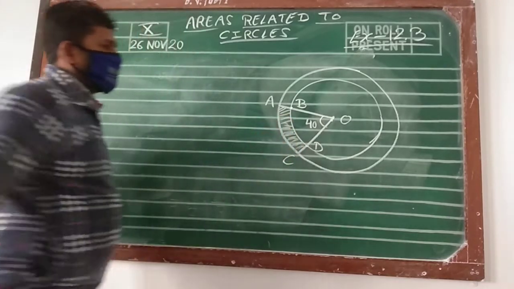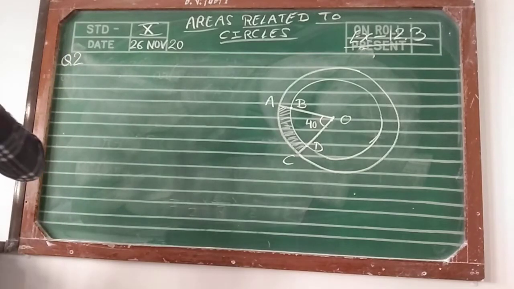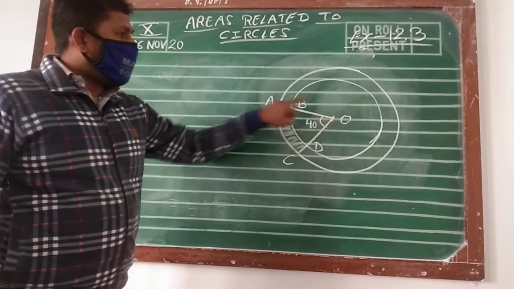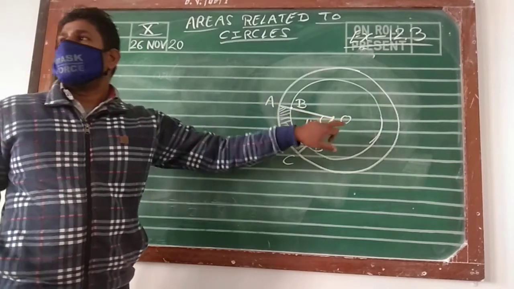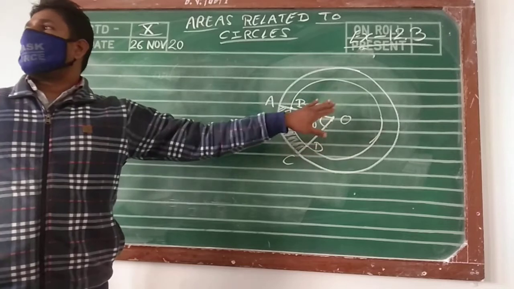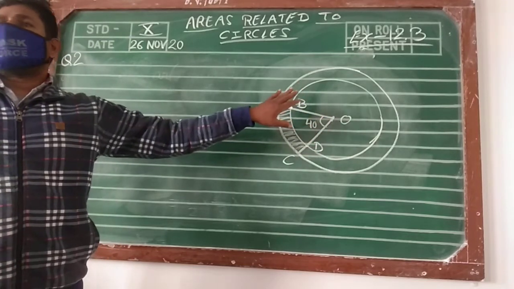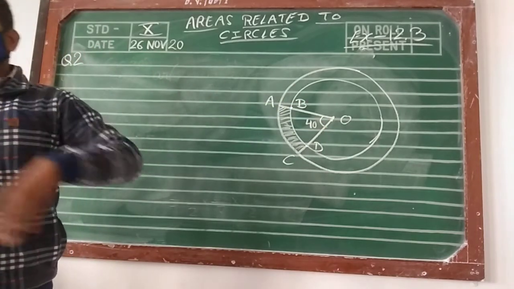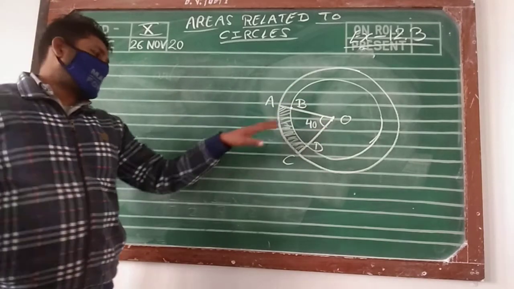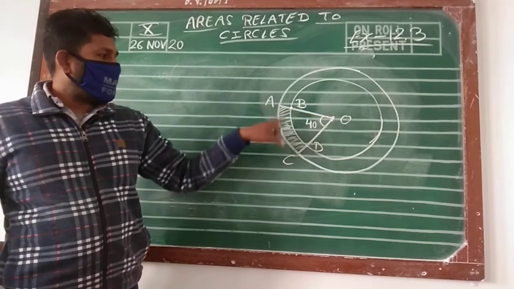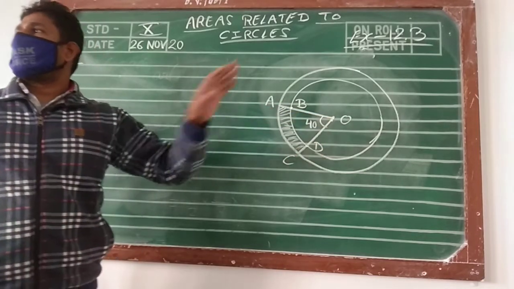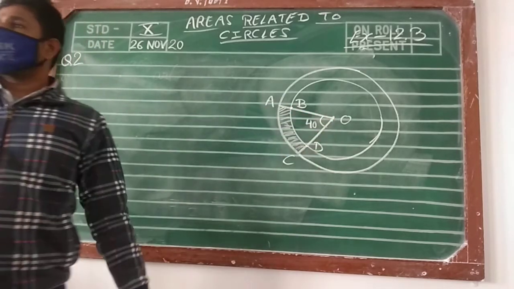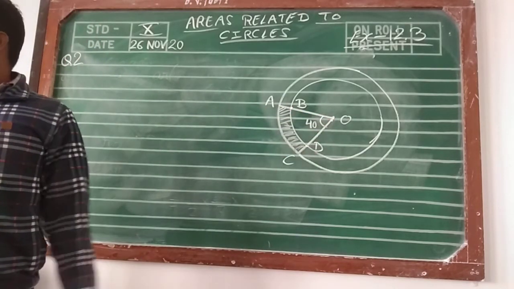What we are observing in this figure: if you are considering OACO, OACO is a sector of the circle. This we are observing. OACO is a sector of a circle. And what about OBDO? This is also a sector.